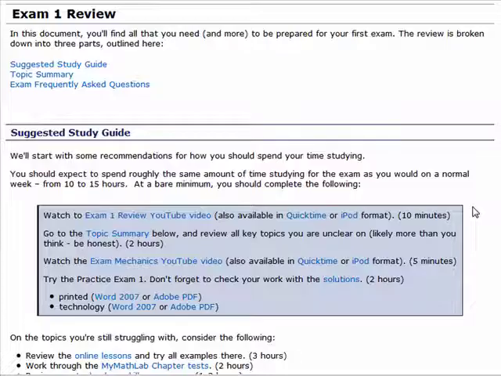So let's go next and talk a little bit about what to expect in terms of topics that you'll be asked about. Okay, so right now I am in the Exam 1 review document, which you can find linked from the homepage, a news post, or from the Week 4 outline. There are three main sections here. You've got the suggested study guide, which I'll talk very briefly about, the topic summary, which we'll spend some more time talking about, then at the end there are some frequently asked questions about exams.